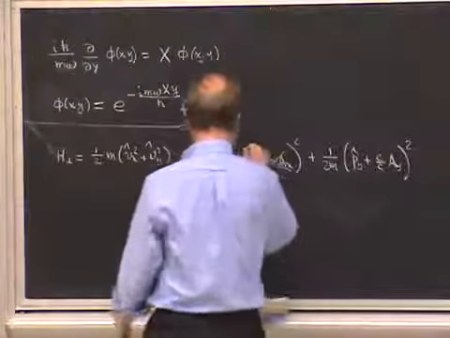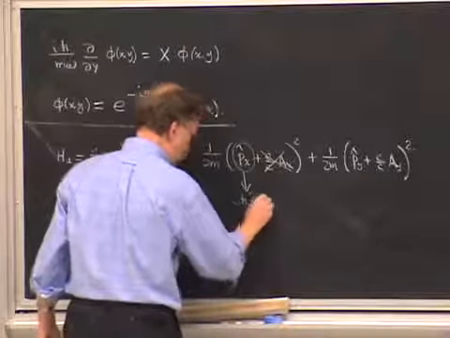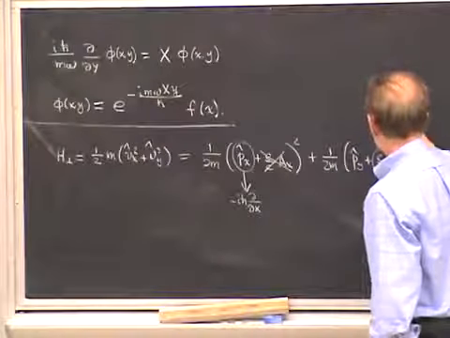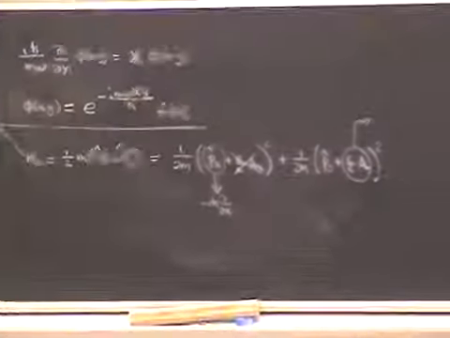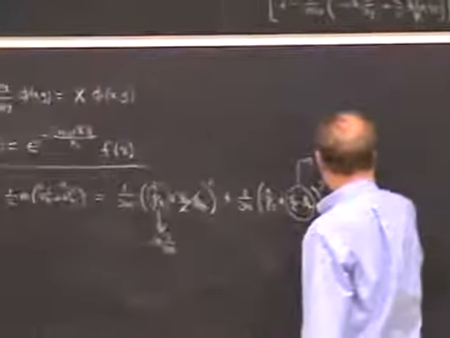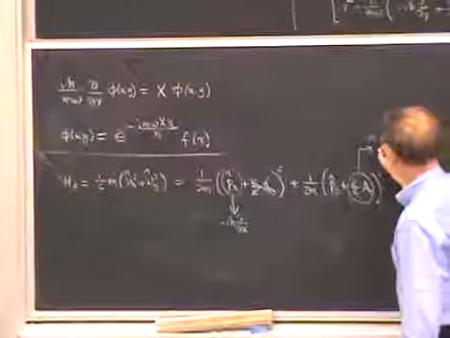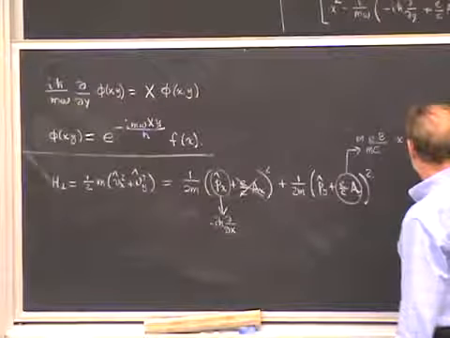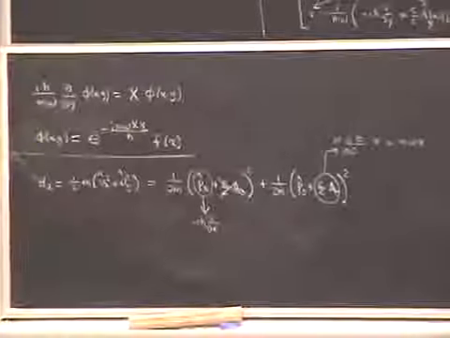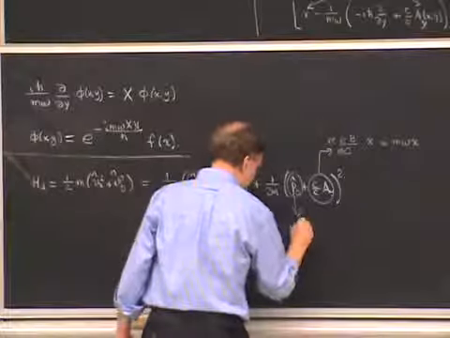And px here is going to turn into minus i h bar d/dx. As far as e over c Ay is concerned, the Ay is up here. It's x times B. So this is eB over c times x, which if I multiply and divide by the mass, turns into m omega times x. That's the particle position x. As far as the py is concerned, that's minus i h bar d/dy.